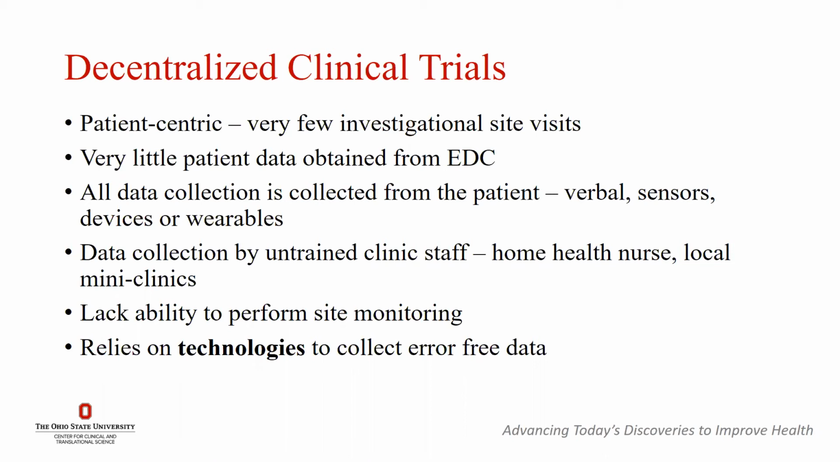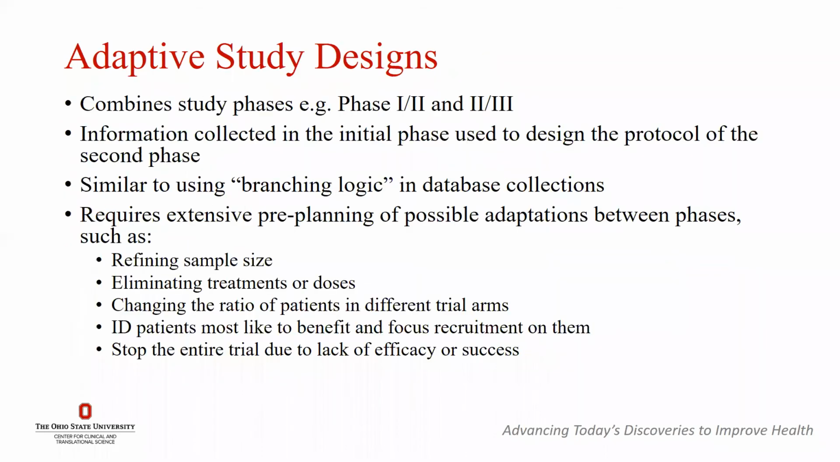So in decentralized trials, we are relying on those technologies to be error-free, with sensors responding accurately, and we know that that isn't always the case. So again, decentralized trials bring with them a lot of benefits, but there are also those areas that we have to plan for and think about ahead of time, planning for those quality studies in advance.